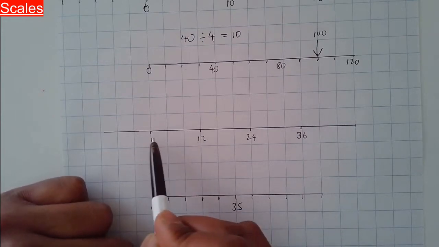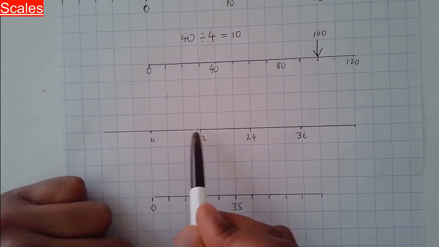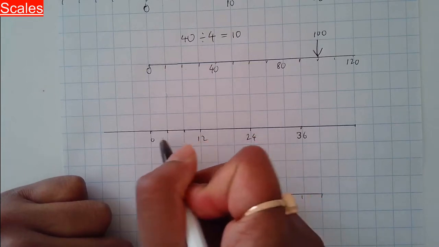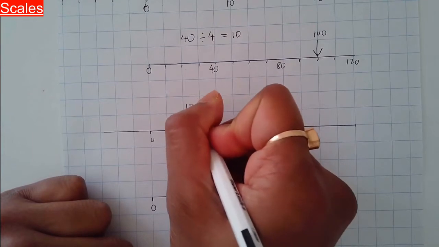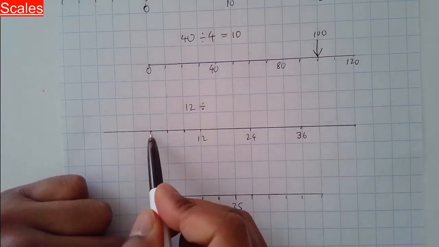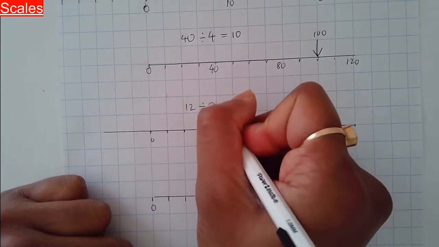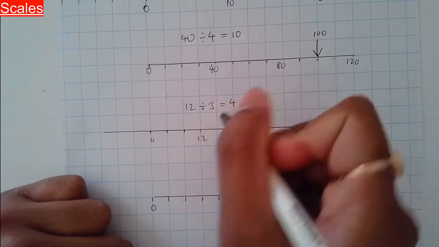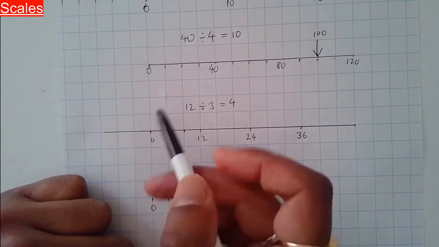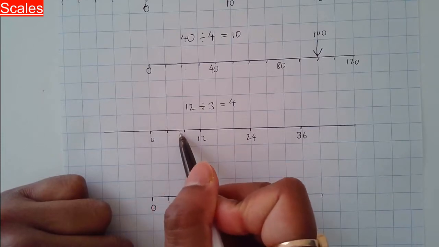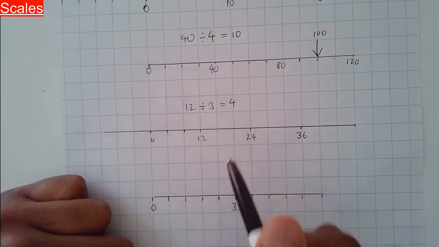Right. From 0 to 12, there's a gap of 12 here, but there's 3 equal sections. 1, 2, 3. So the gap of 12 divided by 3 equal sections. 12 divided by 3 is 4. So these are going up in fours, like the 4 times table. Like 4, 8, 12, and so on and so on.